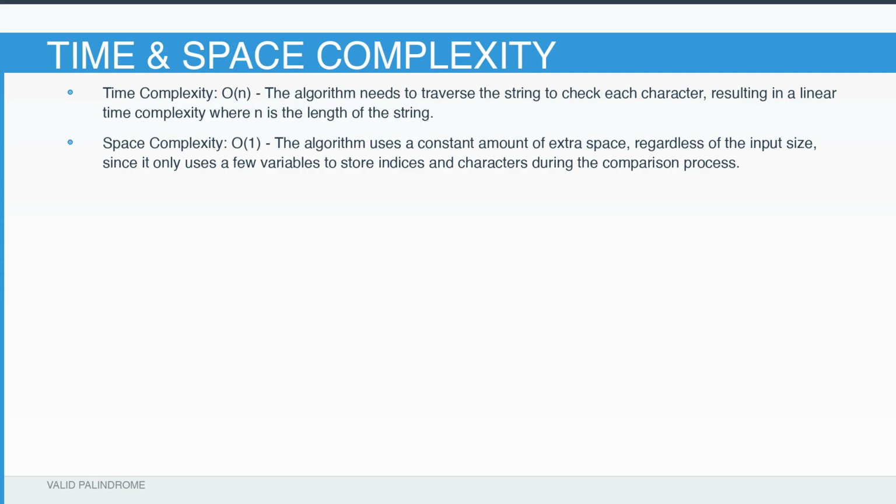Next, let's discuss space complexity, which is O(1). In this case, the algorithm only uses a fixed number of extra variables, regardless of how long the input string is. Think of it like using a single calculator to do your math problems. Whether you're solving one problem or 100, you still only need that one calculator. This constant space usage makes the algorithm efficient in terms of memory as well. Understanding these complexities helps us appreciate how the algorithm works and its efficiency.